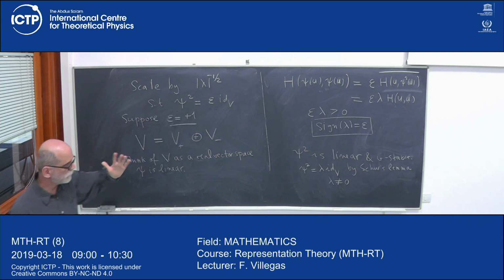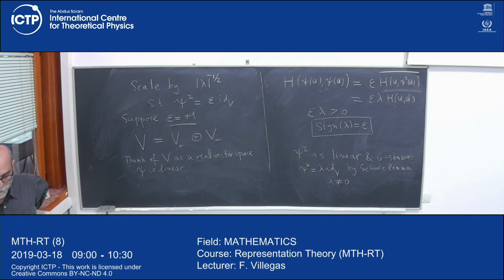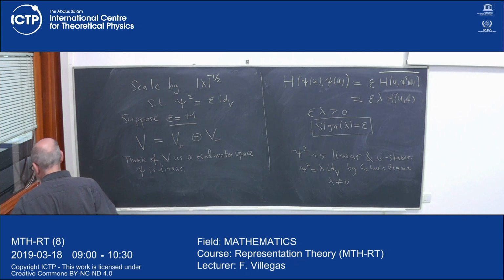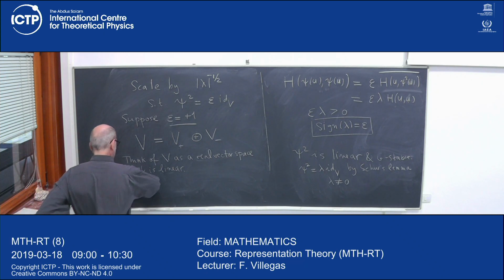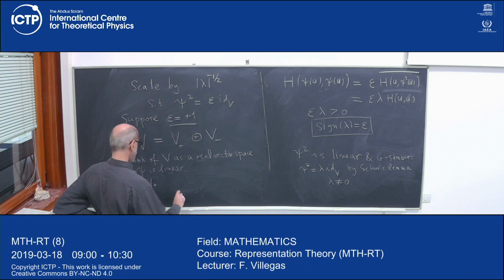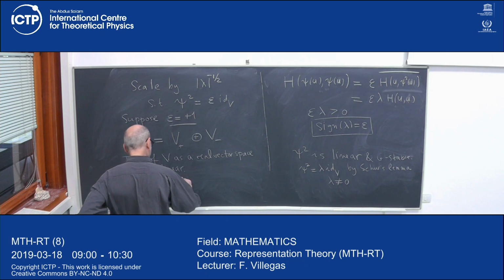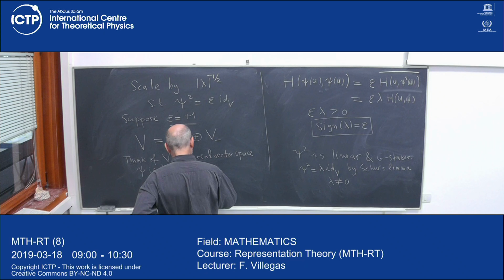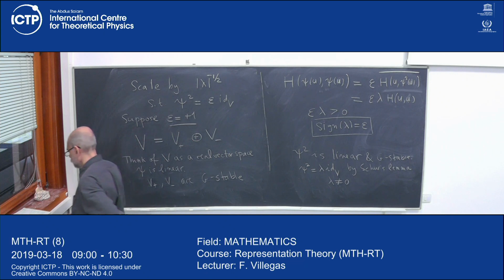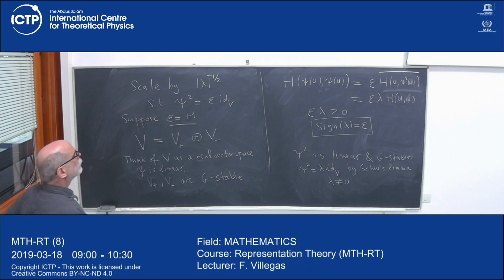So it will have an eigenspace where it acts with +1 and an eigenspace where it acts as -1. These are V plus and V minus. Now, psi is G-linear, and so these V plus and V minus are G stable, because psi commutes with the action of G.